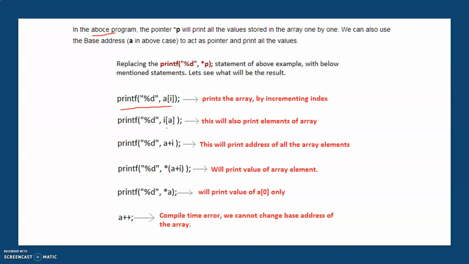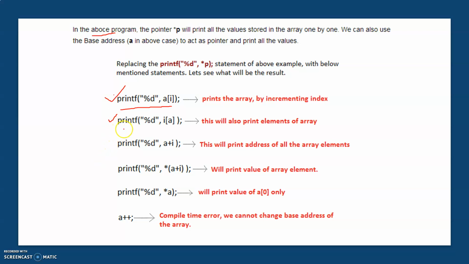printf("%d", i[a]) means i is the index of the element, so this will also print elements of the array. Here it will print the array. The first one will print the array. The second one will print the elements of the array. I is the index, meaning depending on the index I am placing the elements 1 2 3 4 like this.